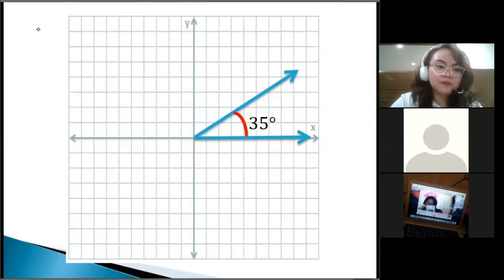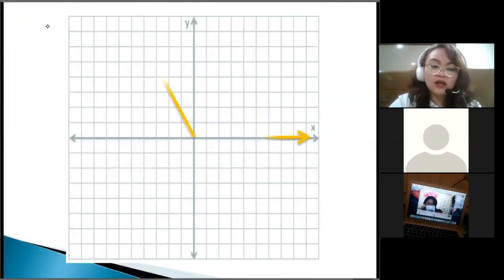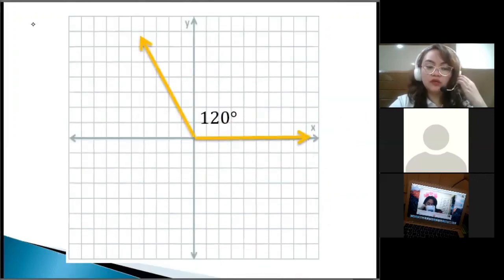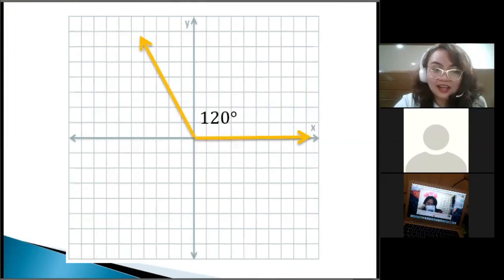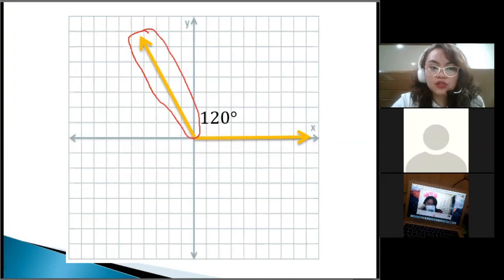Another example. Say we have this one, and it measures 120 degrees. Again, let's observe your terminal side. There are two angles associated with it, the angle to the left and to the right. Which one will be used? To the left or to the right?